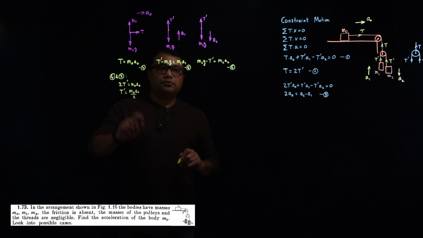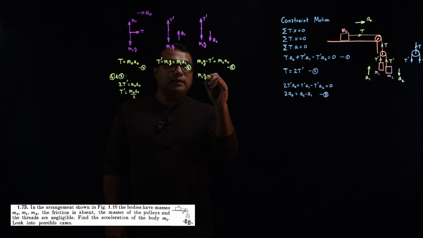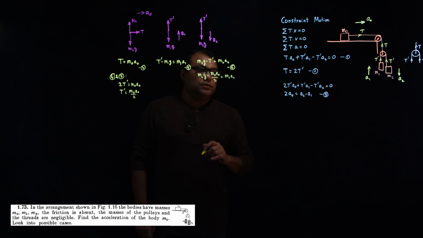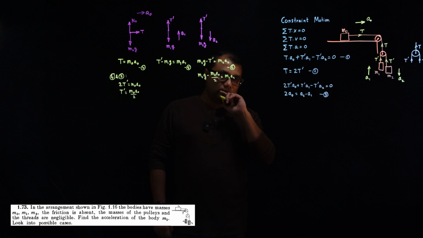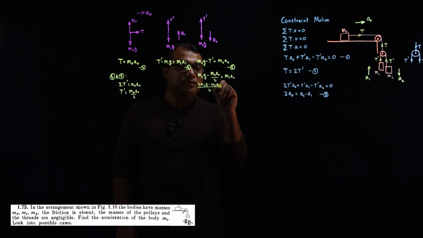Now let's substitute this result in number 6. So we have M2G minus T dashed, so M0 A0 by 2, equals M2 A2. Let's just write 2 M2G minus M0 A0 equals M2 A2, or we can write A2 is equal to 2 M2G minus M0 A0 by 2 M2.